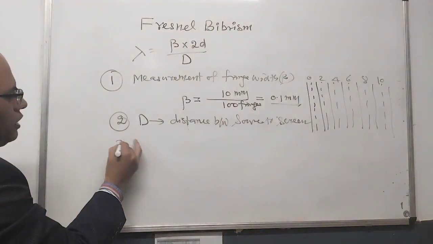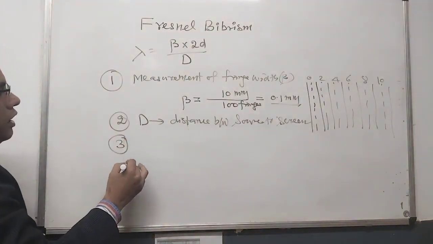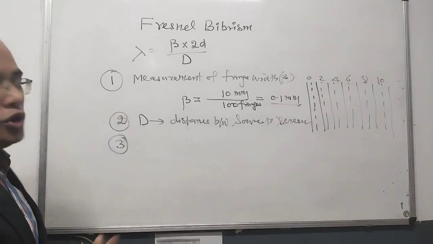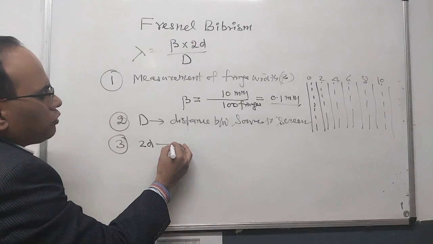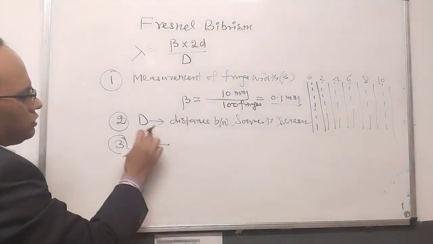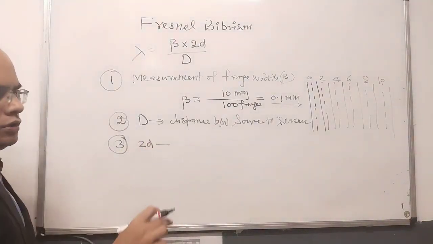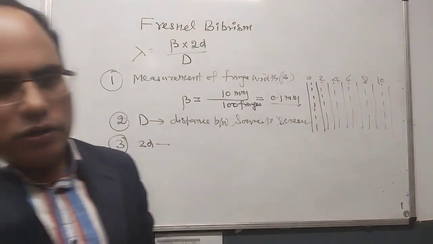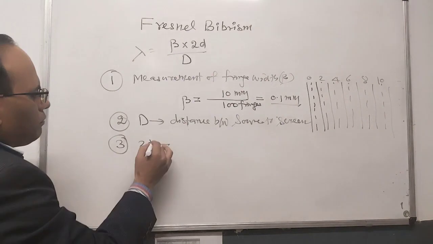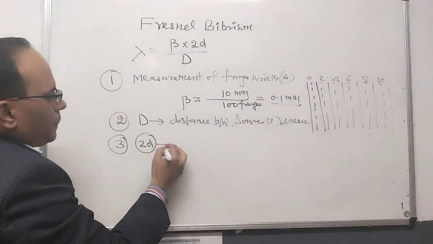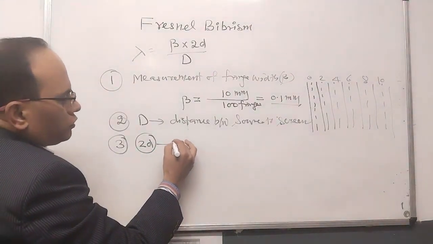Now the third part is very important: how to calculate 2d. 2d is the distance between the two coherent sources. Don't confuse it; 2d is a single term. Otherwise it is a combined term, not two separate ones. So, the distance between two coherent sources.